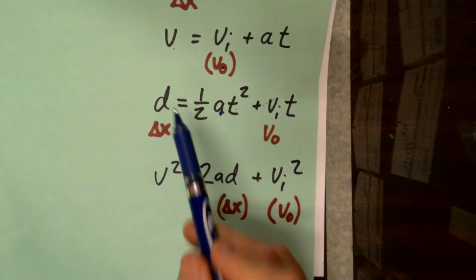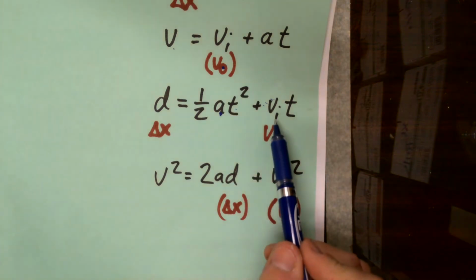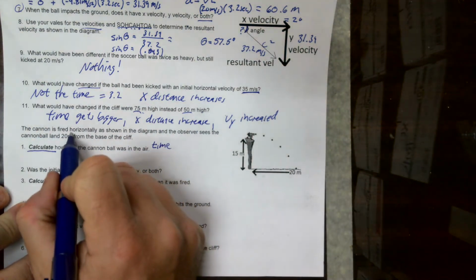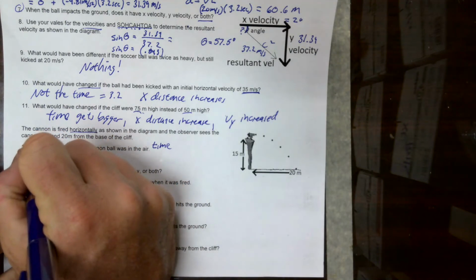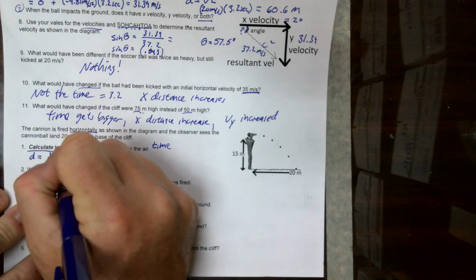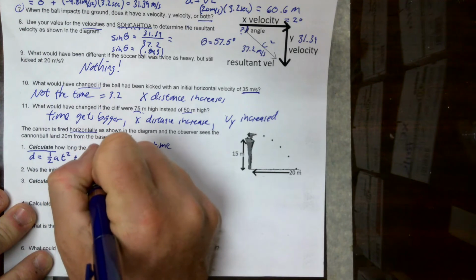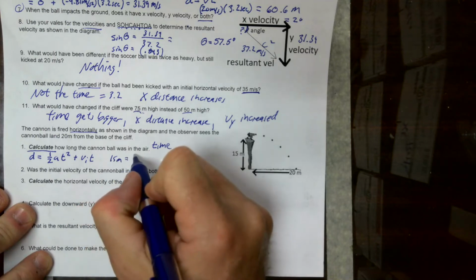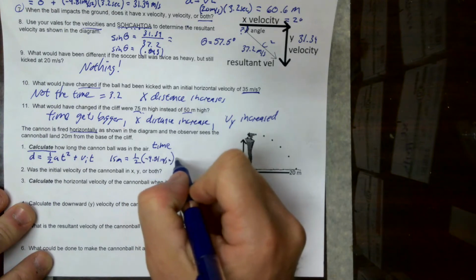I know what distance it's falling. I know the acceleration. I want to find the time. I know the initial speed in the y direction is 0 because I was told once again that it was fired horizontally. So I can use that formula. The distance is 1/2 the acceleration times time squared. Well, what distance did it fall? 15 meters. So 1/2 the acceleration is negative 9.81 meters per second squared.